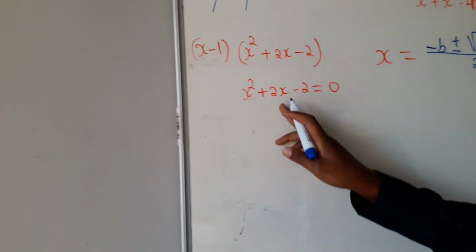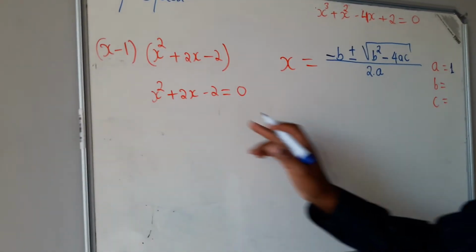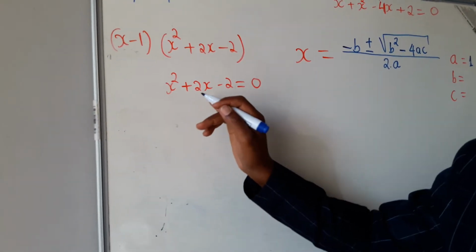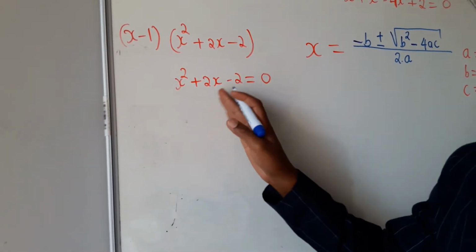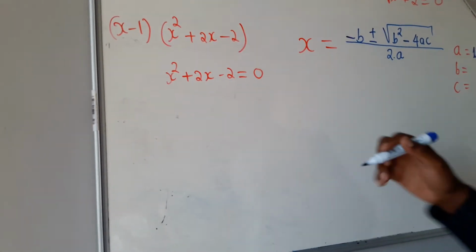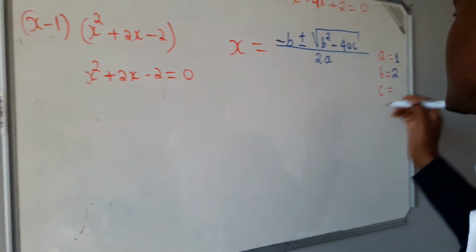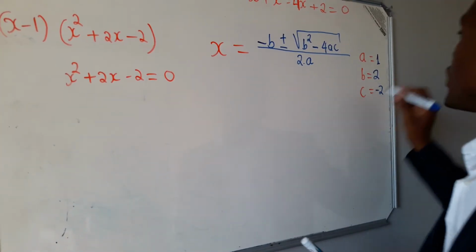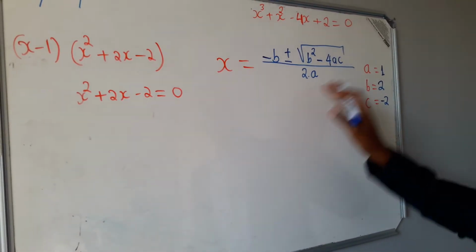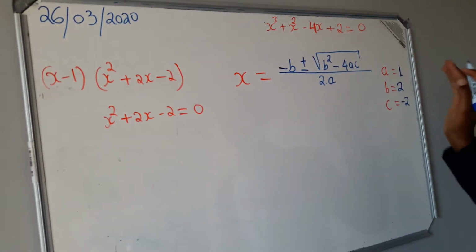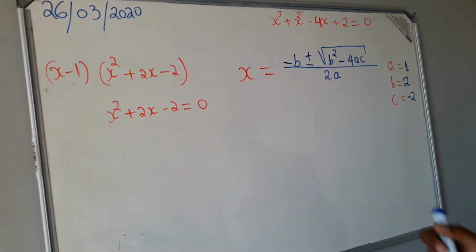And the second value, which is b in this case, is the number adjacent to the variable x, which is now the second term, in this case 2. And our fourth term is -2, which is c. So having these values, we can then solve our quadratic using this formula.